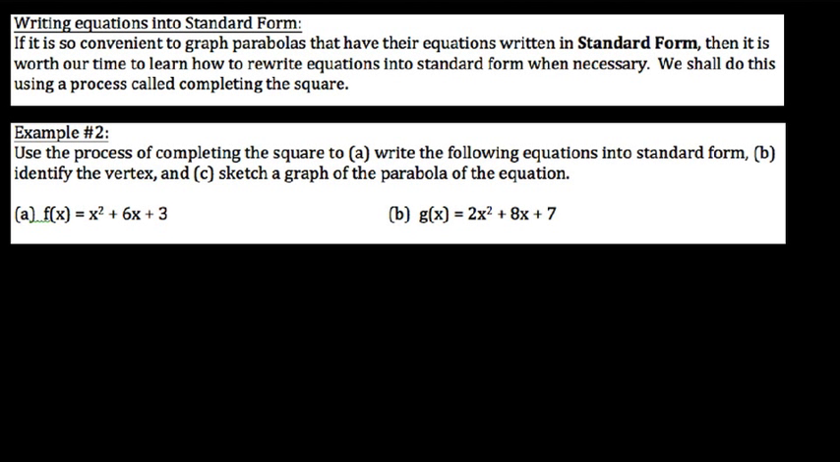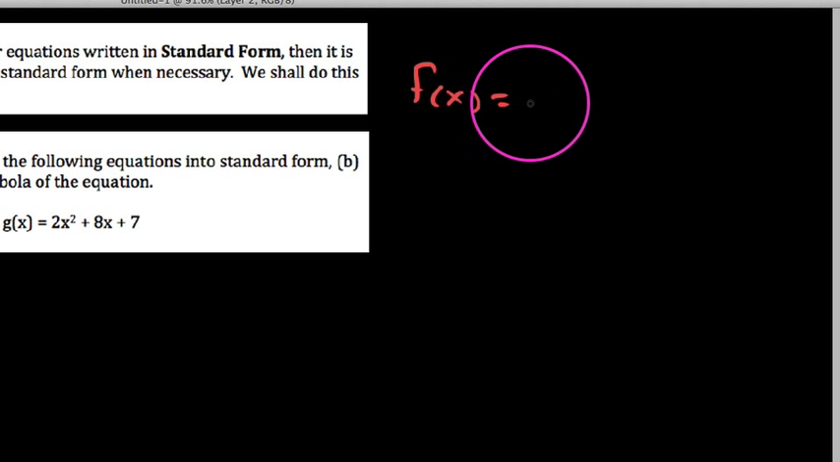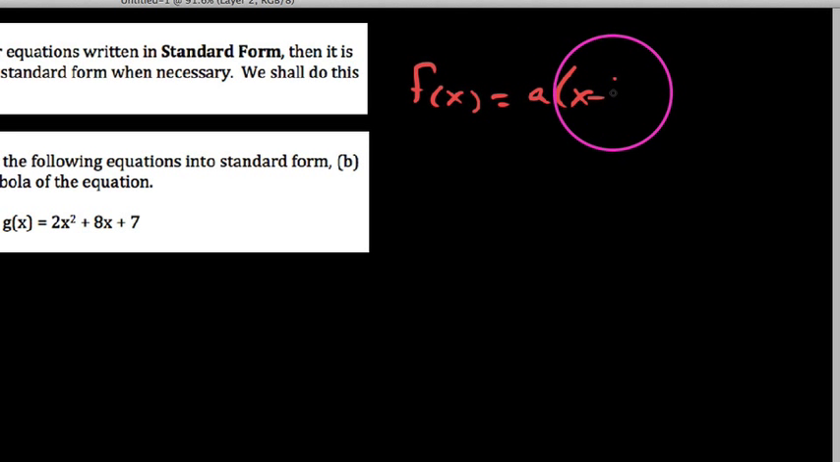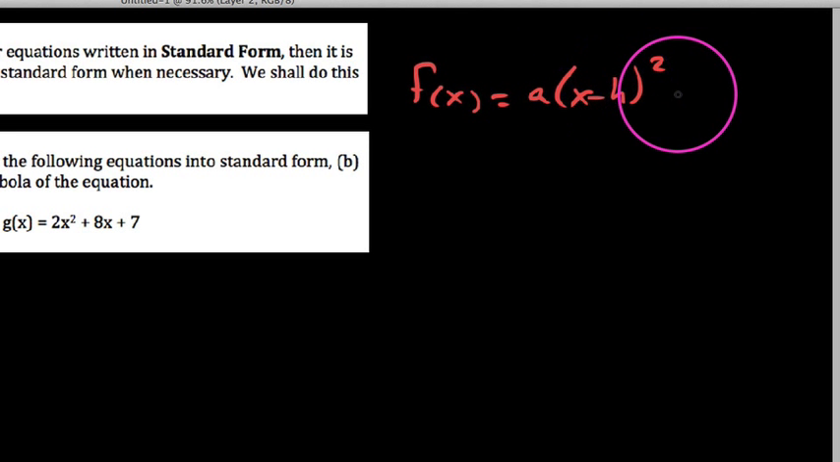And so we're going to use a process that we used in algebra, most likely, called completing the square. Okay, and so completing the square, what I want to point out is this. First of all, recall that we say the standard form of the equation of a parabola is this: a times the quantity x minus h, quantity squared, plus k. The important thing here is this, however.